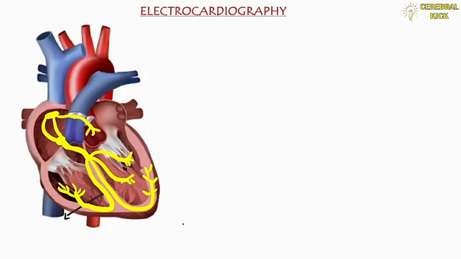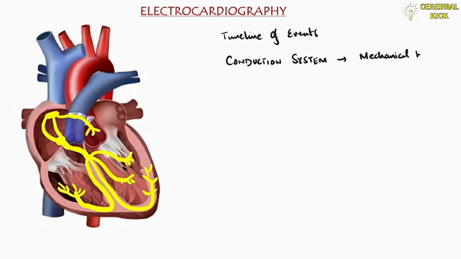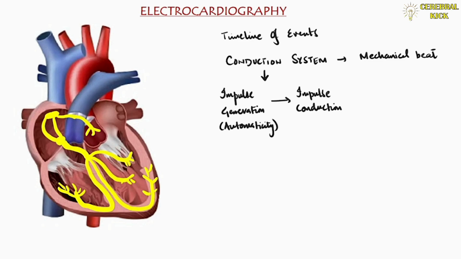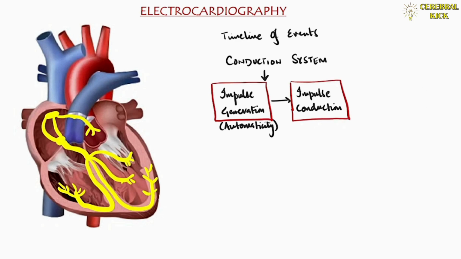So the timeline of events follows from conduction system distributing the current throughout the heart and leading to the mechanical beat. Now in the conduction system, we have impulse generation, right? The automaticity or the spontaneous depolarization of the heart, and we have the impulse conduction. Let's go straight to the impulse conduction first, and then we'll jump to the impulse generation.